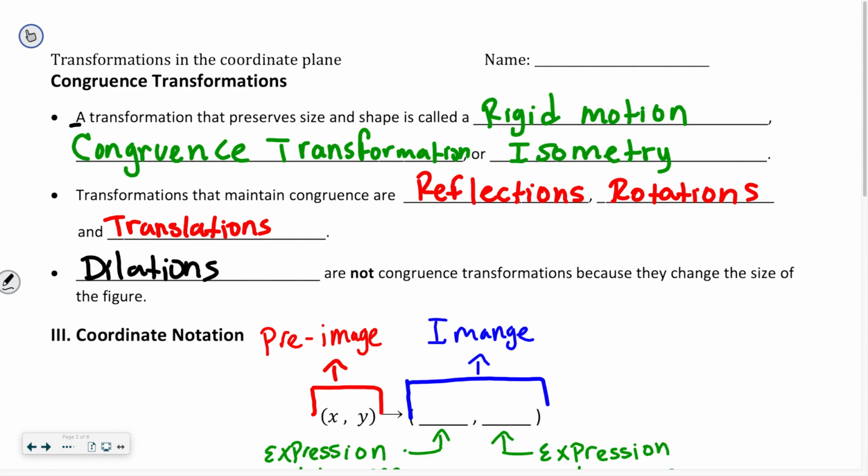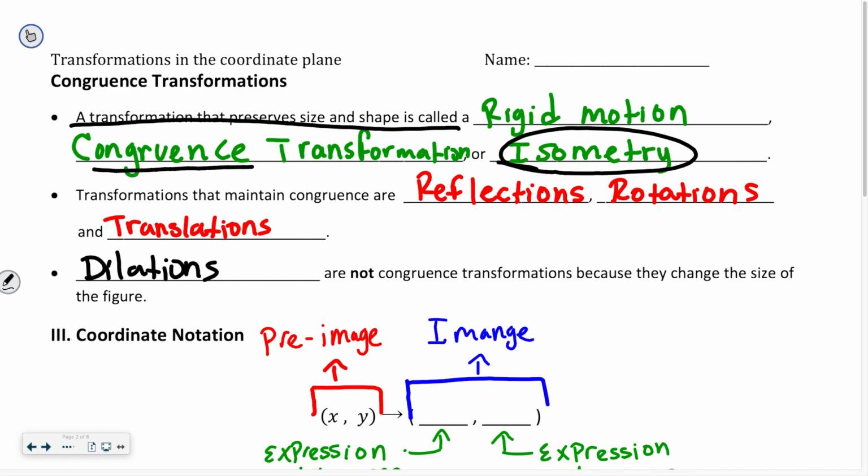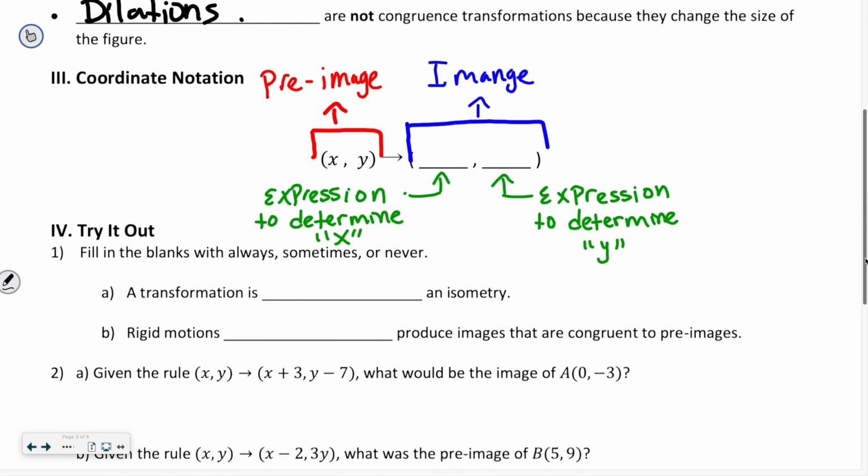We know that a transformation that preserves size and shape is called a rigid motion, but it's also an isometry, okay? So isometry is also a transformation that preserves size and shape. That's also the definition, okay? The same thing as a congruence transformation. So if I ask you, give me a congruence transformation, you're going to say reflection, rotation, or translation. Same thing if I ask for an isometry. We know that a dilation is not an isometry, right? It is not a congruence transformation and it is not a rigid motion.